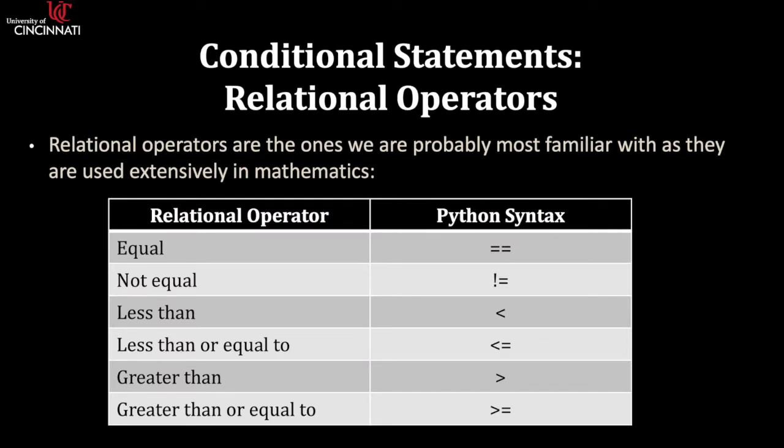Now let's talk about relational operators. Relational operators in Python are used to compare relations between two things. So to check if two things are equal, we use two equal to signs. Not equal, we use the exclamation point and equal to sign. Less than, we use the crocodile sign. And then we have greater than or equal to, and so on.